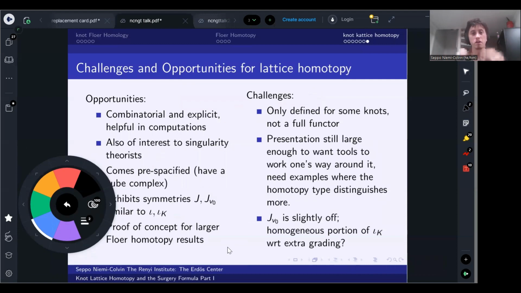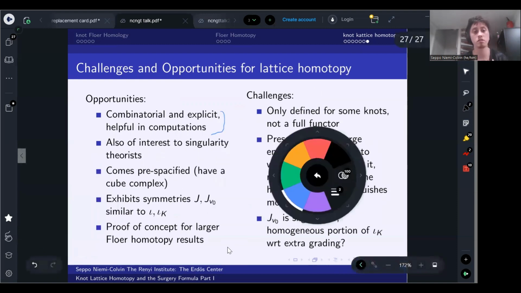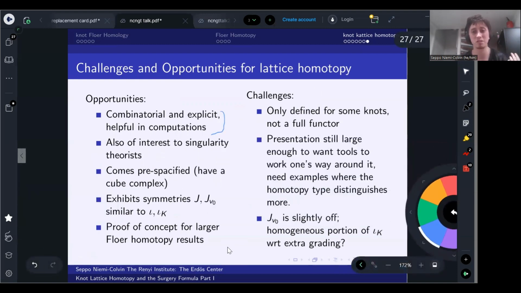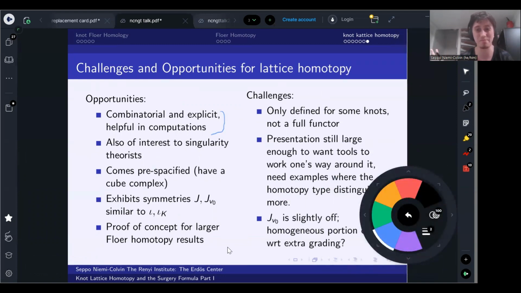So, challenges and opportunities, particularly for lattice homotopy and knot lattice homotopy. Some opportunities: it is combinatorial and explicit, which has been useful in computations, including already for Brieskorn spheres. It is also of interest to singularity theorists because this setup just means that there's a singularity in the background for some magical reason. And that means that we have people approaching this who might notice different things and therefore be able to help us in ways that we wouldn't necessarily otherwise, as low-dimensional topologists. It comes pre-specified. It also exhibits some symmetries that are similar to the involutive data on Heegaard Floer and knot Floer.